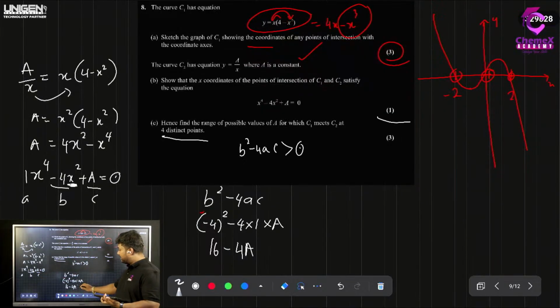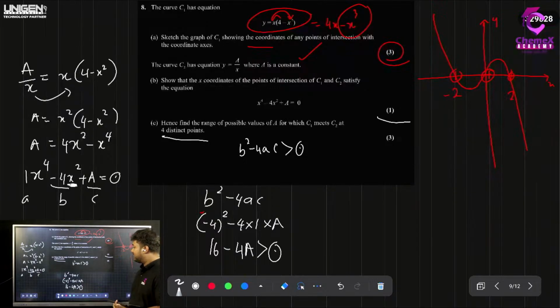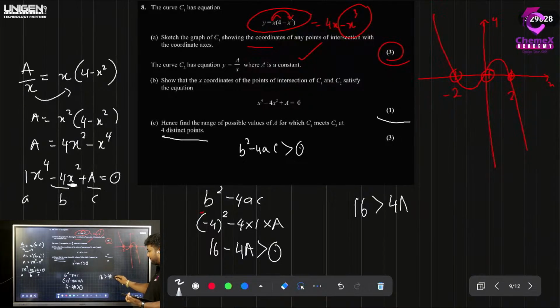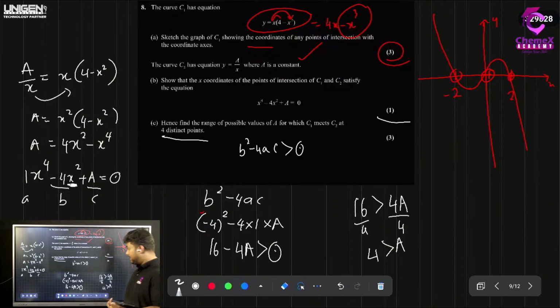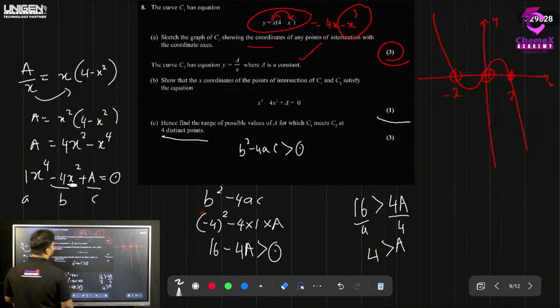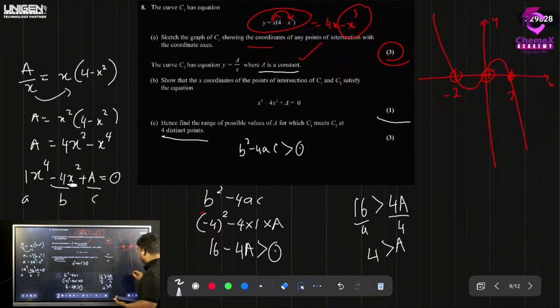So then I can write it like this. 16 larger than 4a. Then divide both sides by 4. a is smaller than what? 4. a is smaller than 4, but you need to know a can't become 0 also, a is a constant. So a should be a value less than 4, but more than 0.